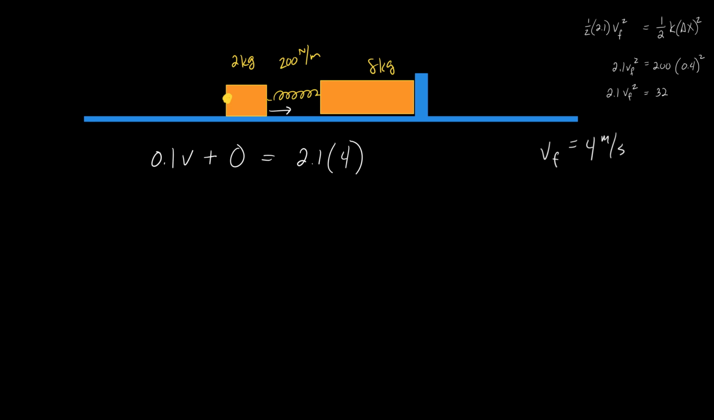Here we go. 2.1 times 4 is 8.2. And this is 0.1 v, so v equals 82. We have a winner. Good job. Sorry. Okay, I just forgot to multiply it by the mass. Gotcha.